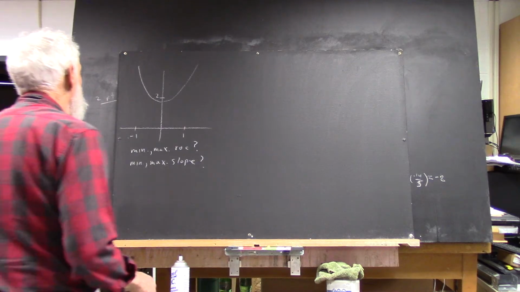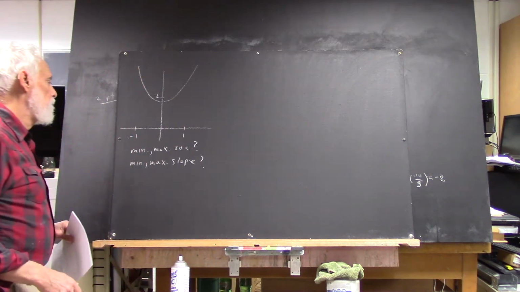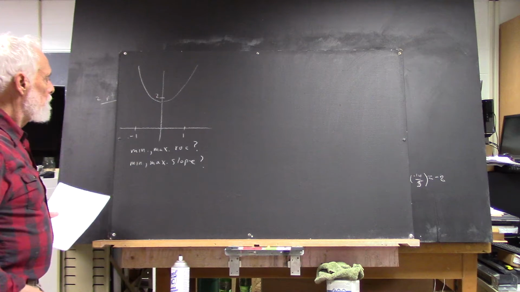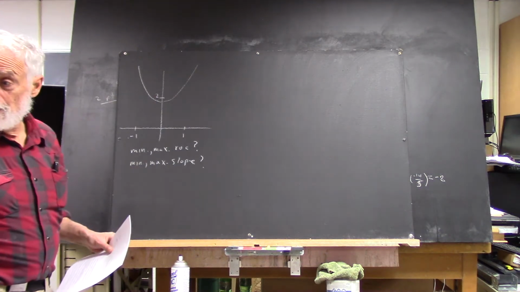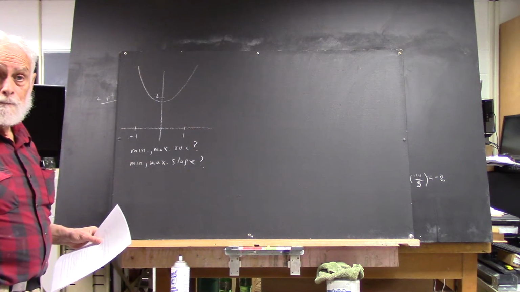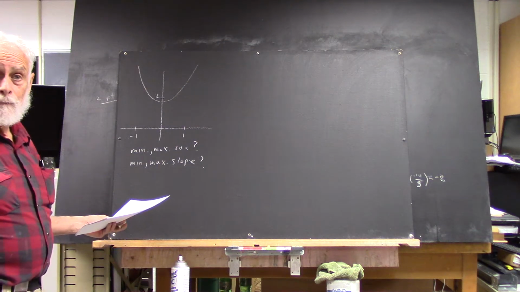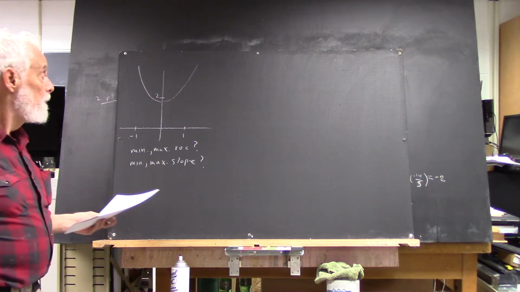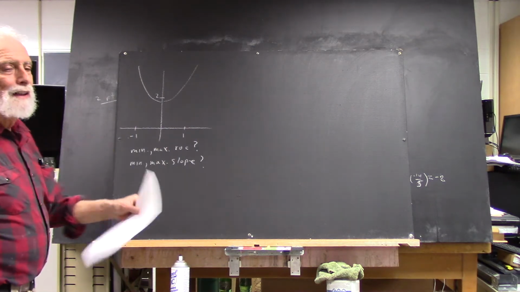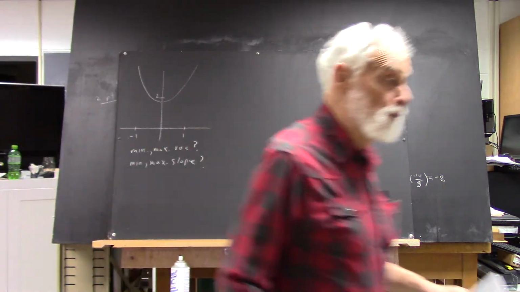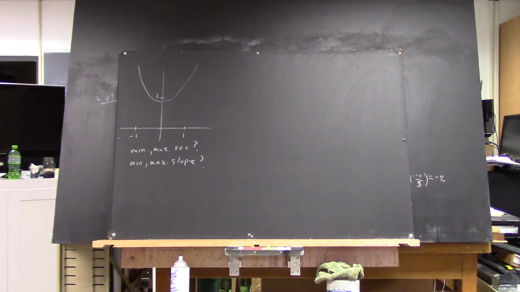Okay, where do you find the maximum slope in this graph? It's the maximum wherever the slope is... Infinity. Yeah, well, the slope does approach infinity, right? It keeps getting steeper.